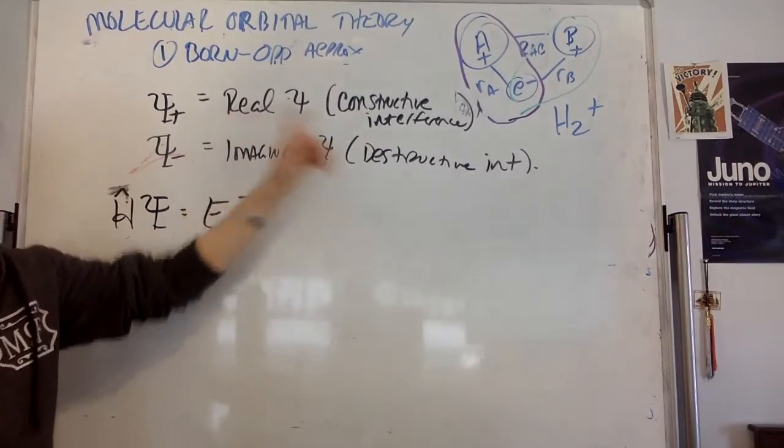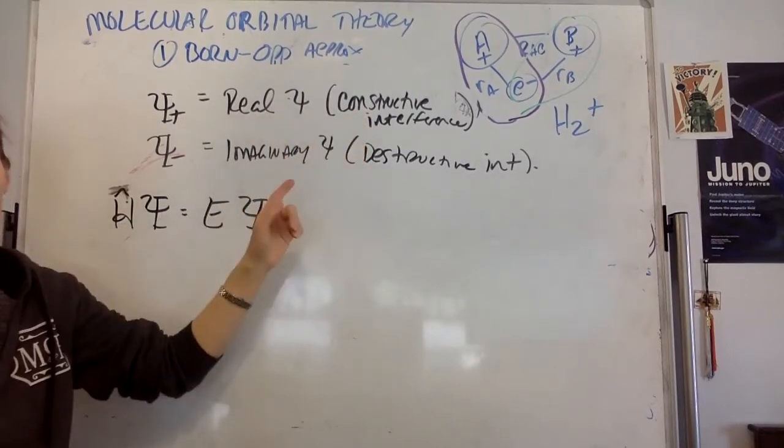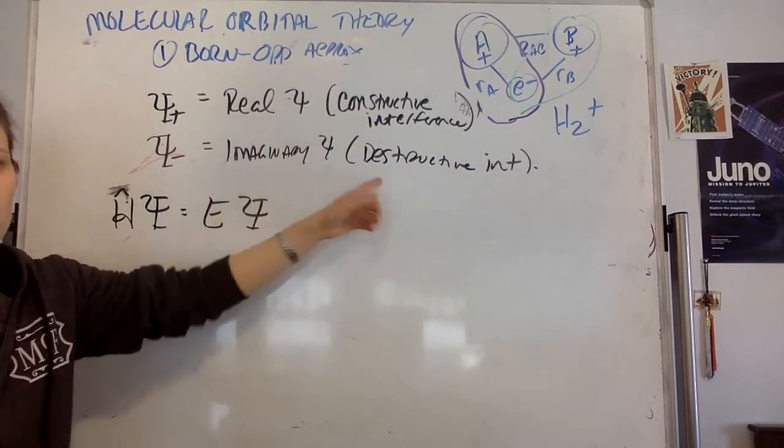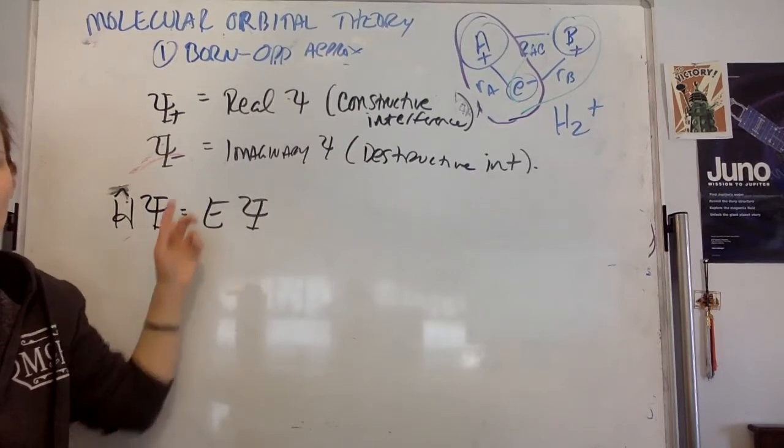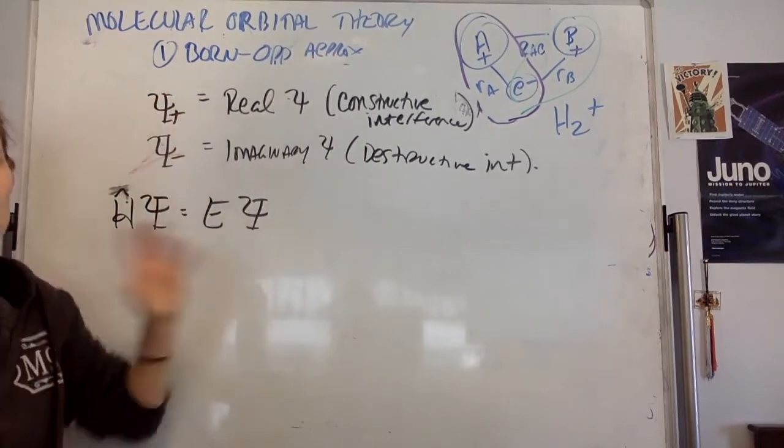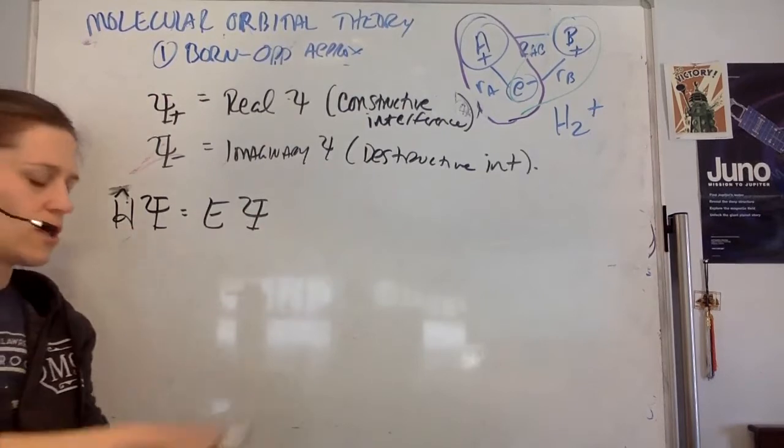Okay, so you've got the real wave function, which is the constructive interference, and you've got the imaginary wave function, which is the destructive interference. We're now going to put these linear combinations into Schrodinger and we're going to determine what the energy is.